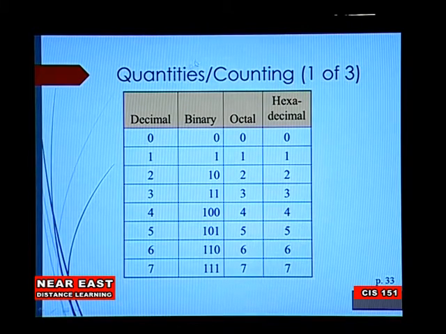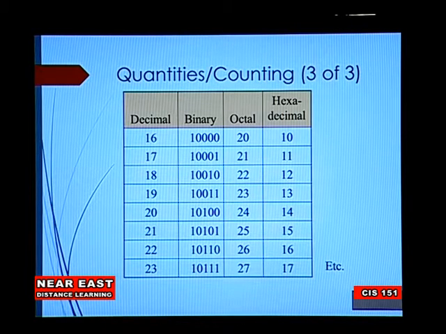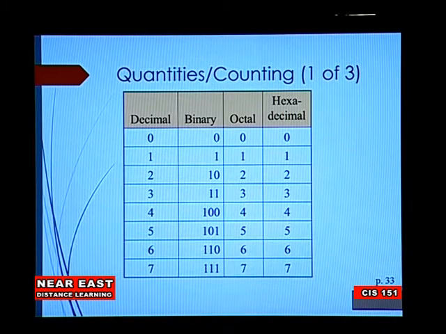Quantities and counting. This table shows us a sample of them, and where each one starts. Decimal starts from 0 until, we can say, infinity. Binary starts from 0 to 1, and represented in decimal we can see it now: 0 is represented in binary as 0, and 1 is represented in binary as 1. In octal it is represented as 1 as well, and hexadecimal is the same. So this table shows us exactly how each one of them is represented in the other.